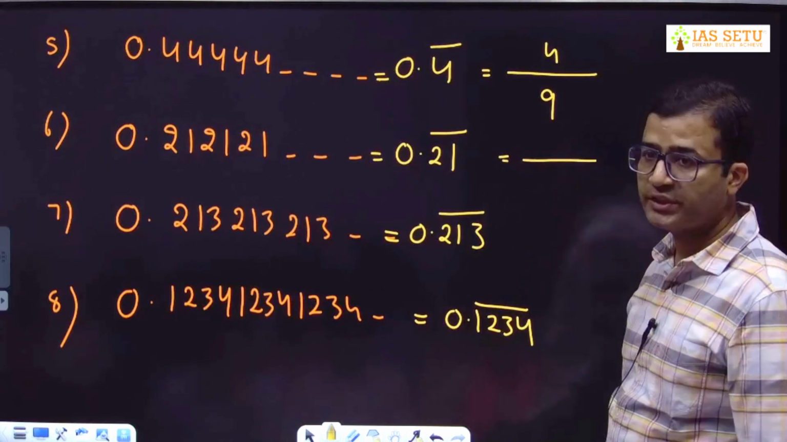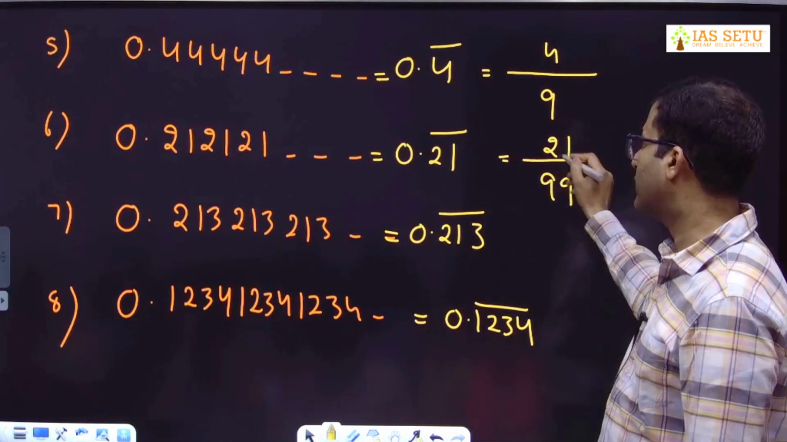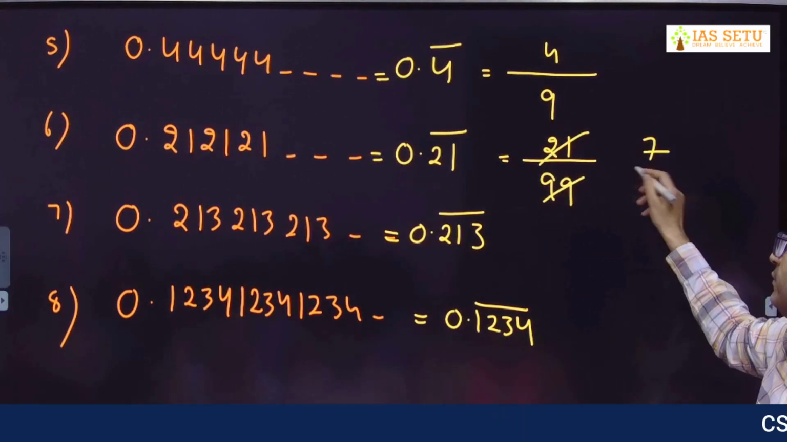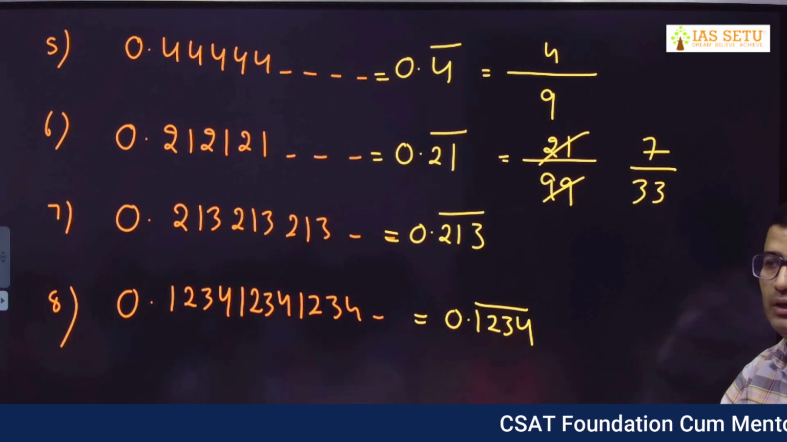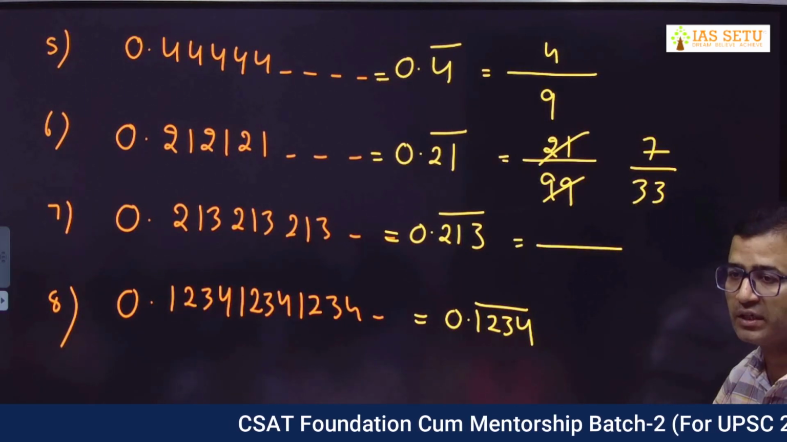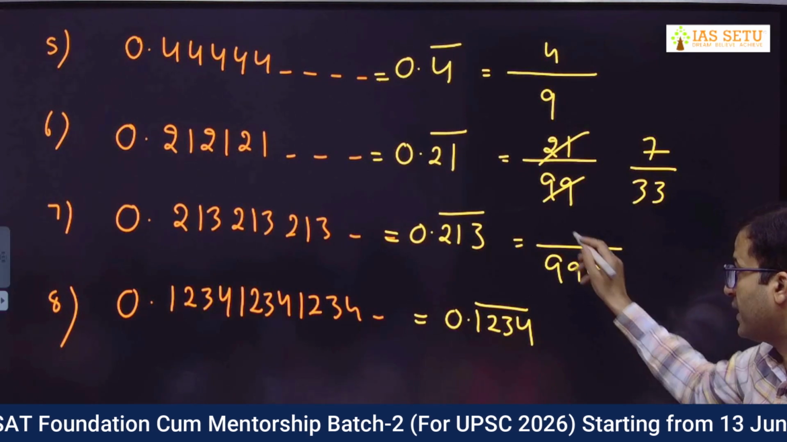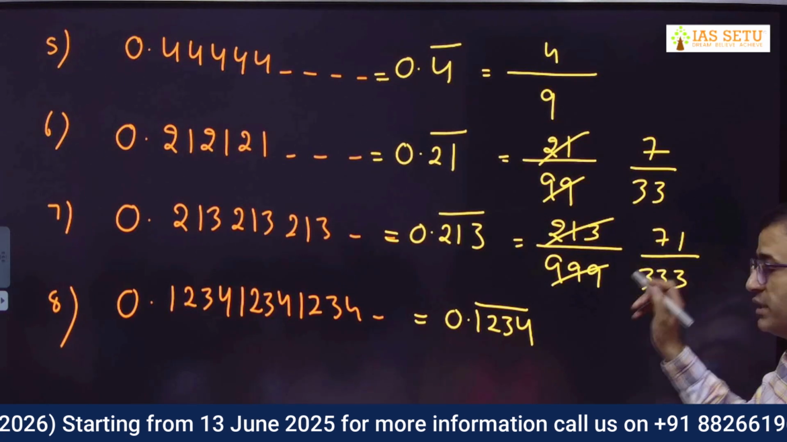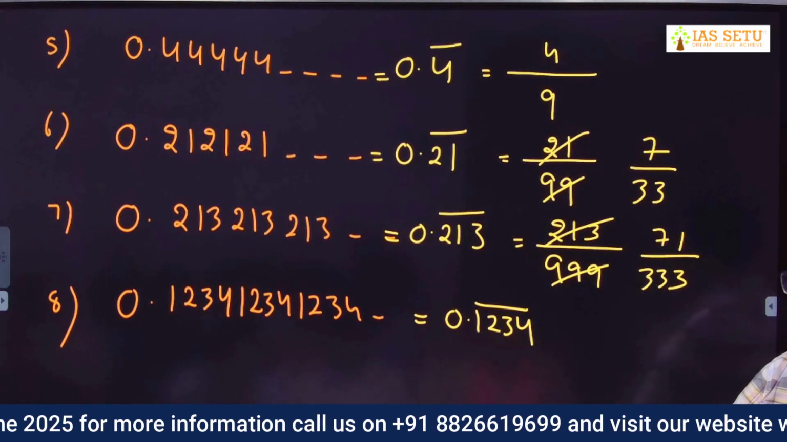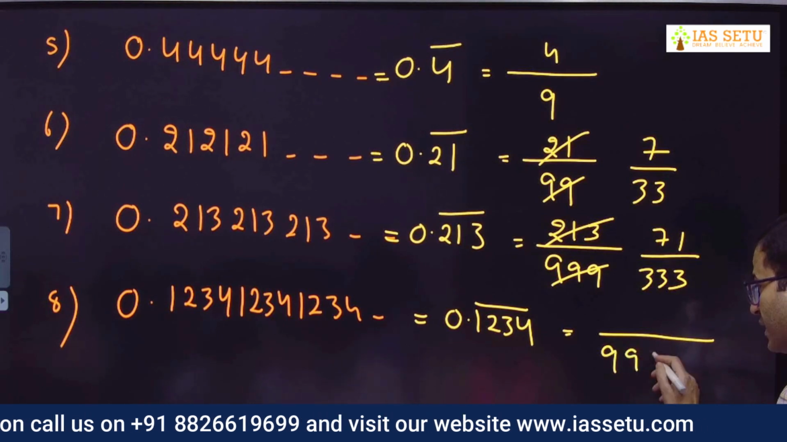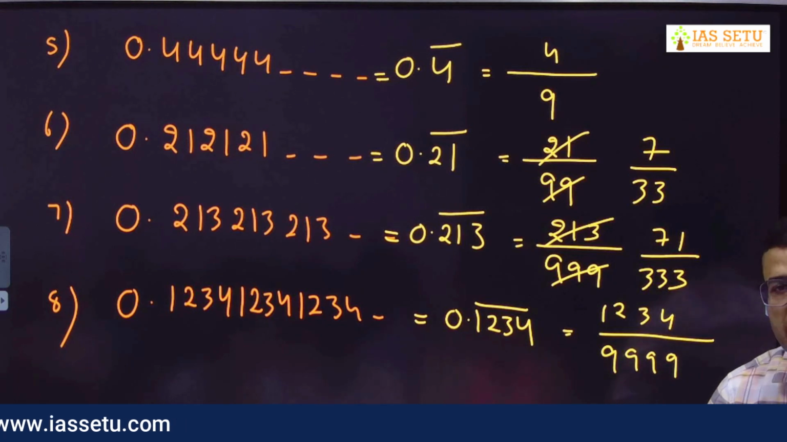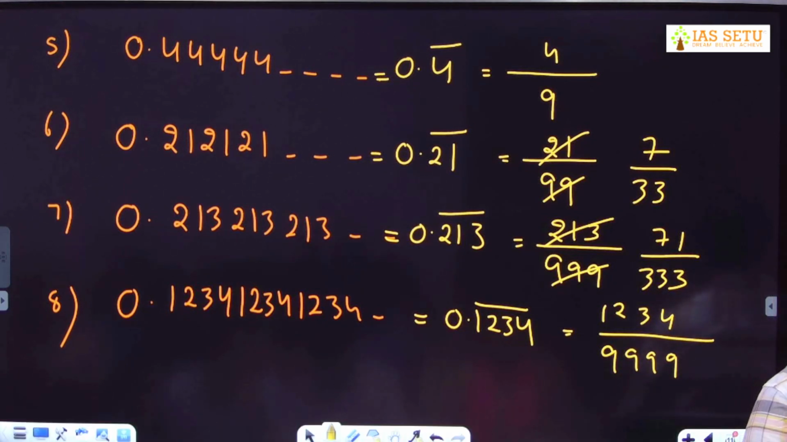Second question, there are 2 digits in the bar, so 99, numerator as it is. Simplification, yes, you can divide by 3, 7 upon 30. Third question, how many digits in the bar? 3. So 999, numerator 213, simplify 71 upon 330. Last number, 9999 and 1234. Okay. We will see later when I cover the divisibility topic. Then you will be fast in simplification if there is a scope of simplification.